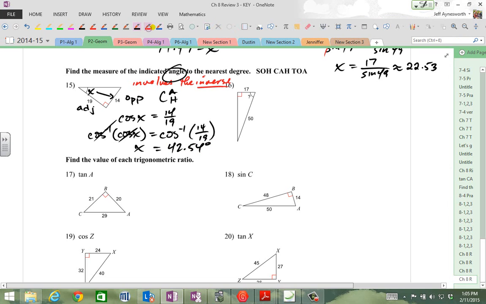All right, so what we need to do is take the inverse cosine of both sides. That's the inverse cosine, this notation right here.